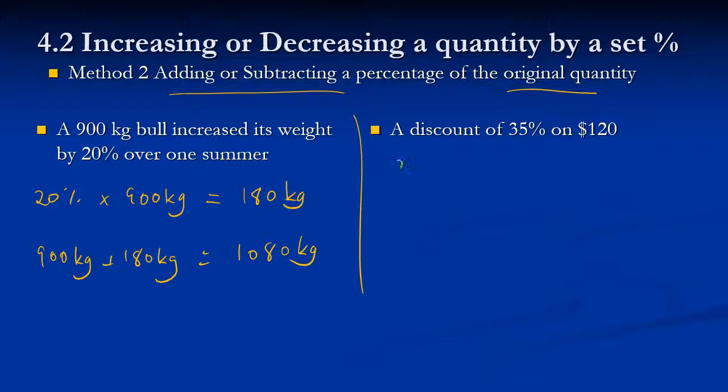If I were to go to look at the next one, the percentage decrease, because it's a discount, so we're saying 35% multiplied by $120 should give us $42. Then we subtract it from the original quantity, so $120 minus $42 should give us $78.